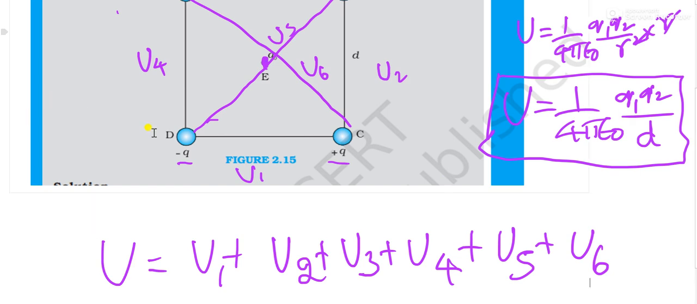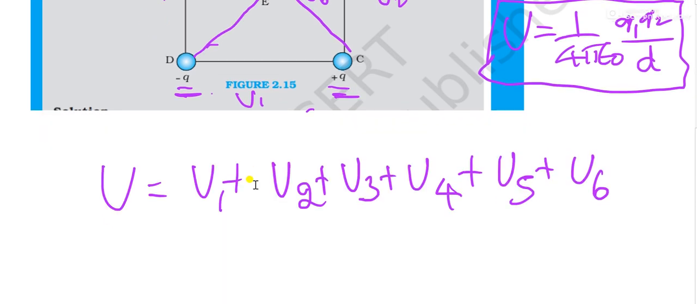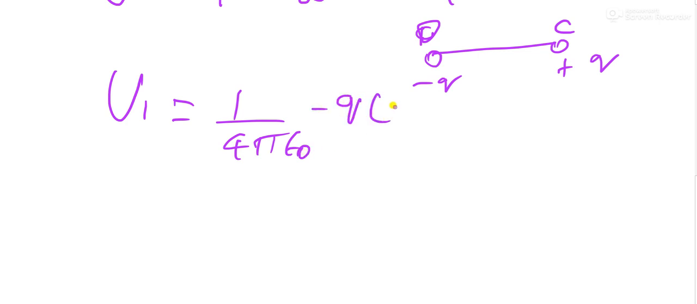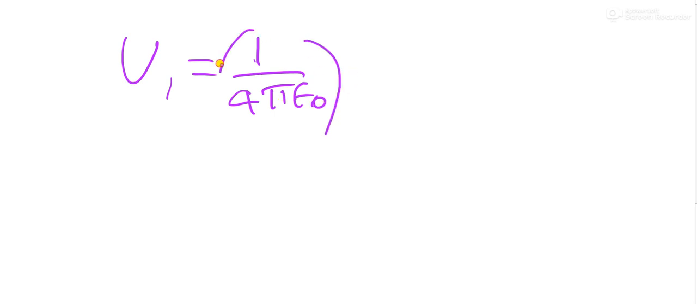For u1, I have taken the energy between minus q and plus q, and the distance is d. We know the energy formula. For u1 the charges are at d and c, minus q and plus q. 1 divided by 4 pi epsilon naught, you can take this value as k also, q1 is minus q, q2 is plus q, divided by the distance between them, which is d. So u1 is 1 divided by 4 pi epsilon naught, a constant, times minus q square divided by d.